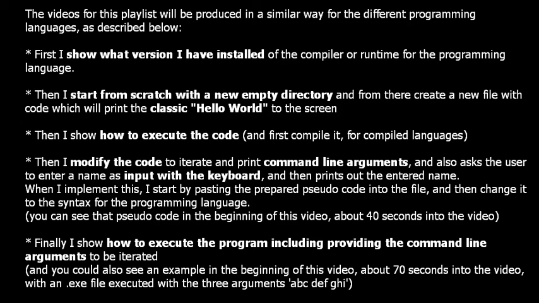You can see that pseudocode in the beginning of this video, about 40 seconds into the video. Finally, I show how to execute the program, including providing the command line arguments to be iterated. And you could also see an example in the beginning of this video, about 70 seconds into the video, with an .exe file executed with the three arguments ABC, DEF, GHI.